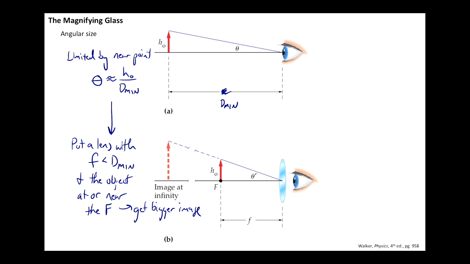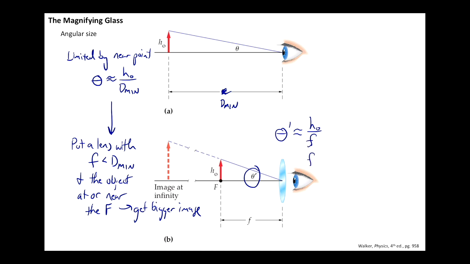If we use a lens that has a focal length less than our near point, less than that near distance, we can put the object near this new point and actually still see it clearly. So what's happening with the new geometry? At this point, we could say now that theta prime, this new angle that's going to define how big the image is now, approximately equal to HO over F, the focal point of the lens.